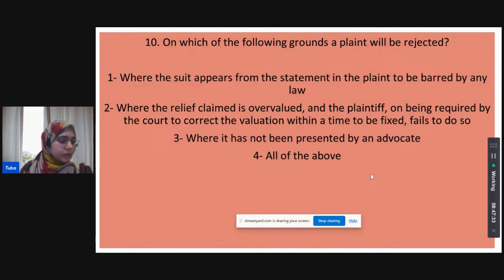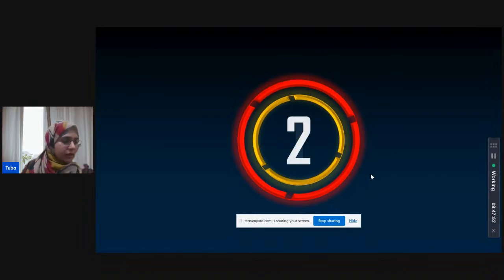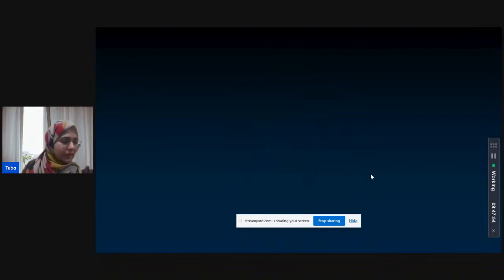Okay, so Judge Subrat will reject a plaint where the suit appears from the statement in the plaint to be barred by any law. What about the rest of us? Okay, Jasmine will reject a plaint in all of these circumstances. Chetan will also follow Judge Subrat's precedent. So let's see who is right in law here. What are the rest of the judges doing?